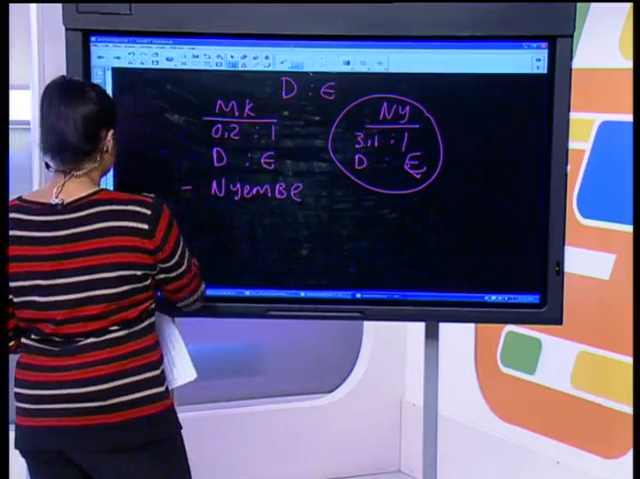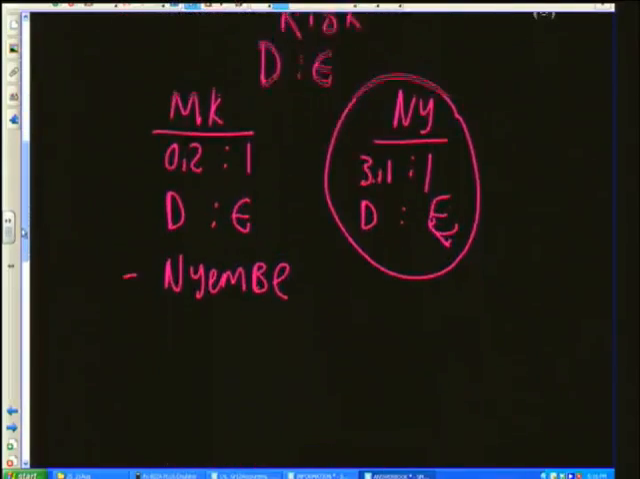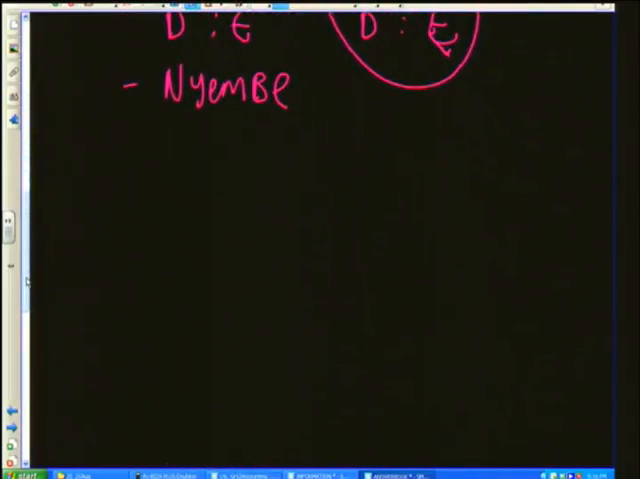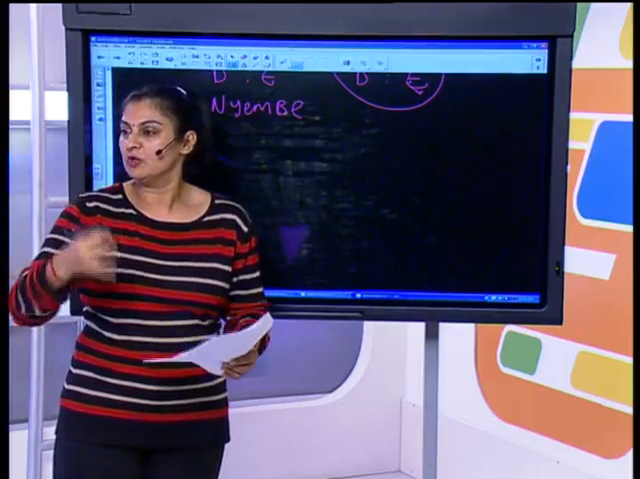Right, the second part to this question. Explain whether or not it was a good idea for that company to make use of the loans. Quote one financial indicator to indicate this. Okay, Abram, you're really quiet, so I'm going to come to you. Why do you think a company or a business will borrow capital? Because they're in shortage. They need to pay other stuff. Or sometimes when the business is starting, they need to buy equipment and other stuff.